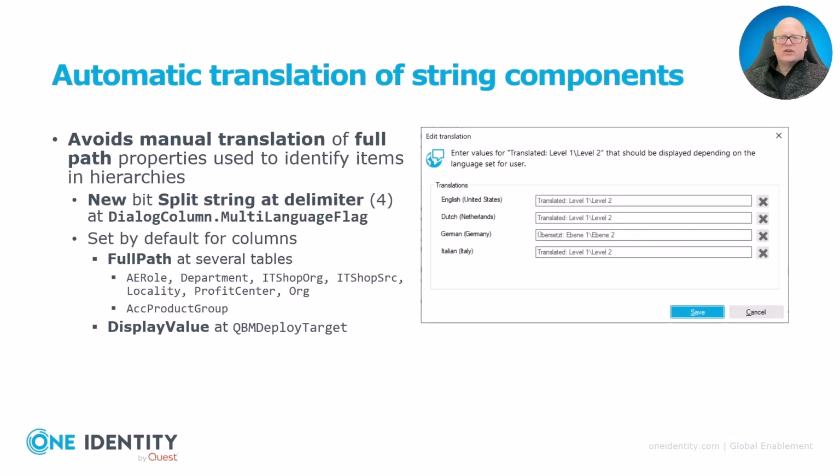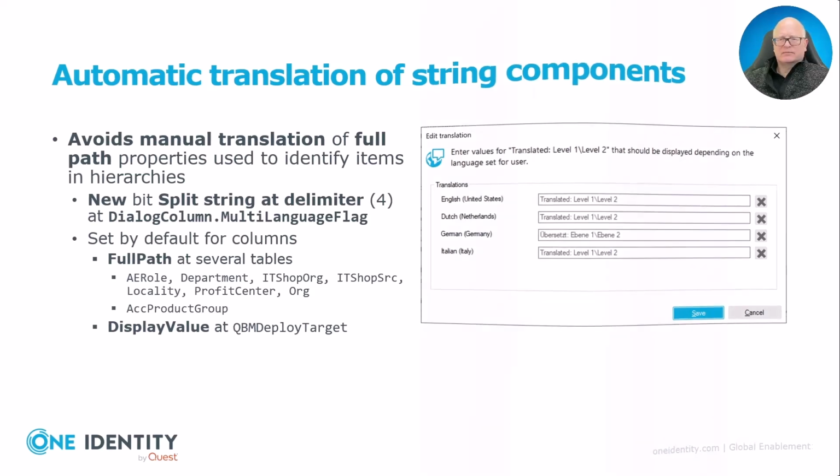Another interesting feature refers to all of these specific strings which are named full paths. Full paths are typically of interest if you have a hierarchical structure. The full path then shows all elements from the beginning of the structure down to the element you're looking at. These full paths exist in roles and departments, profit centers, and such. However, they can be translated as well, and therefore the capability now exists.